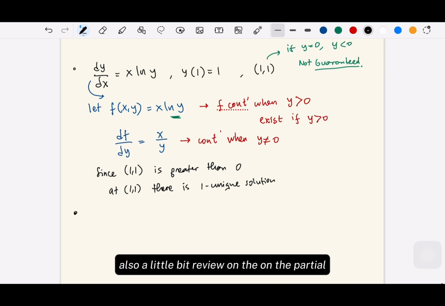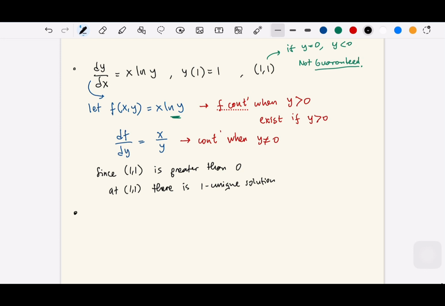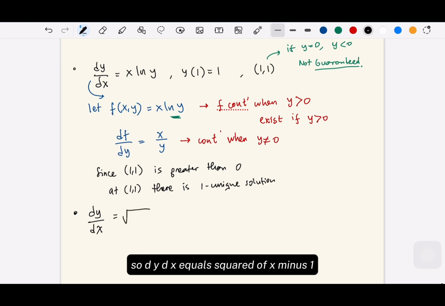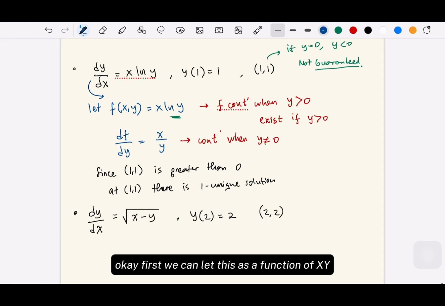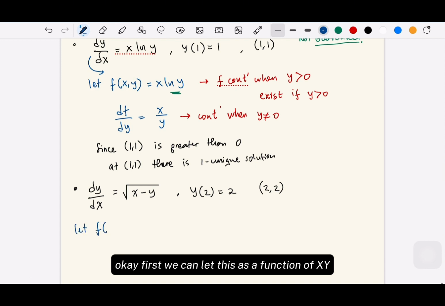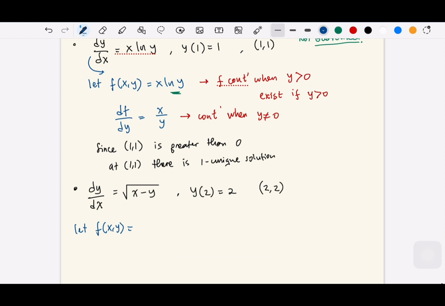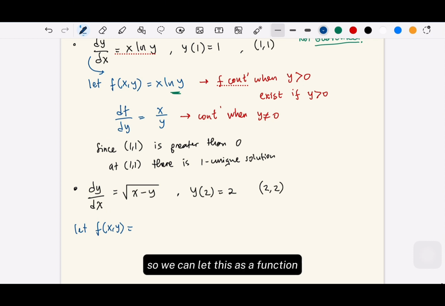Also a little bit of review on the partial. So dy dx equals square root of x minus y, and then we have the initial condition 2, 2. So the point is 2, 2. Okay, first we can let this be a function of x, y because we just want to observe. So we can let this be a function.